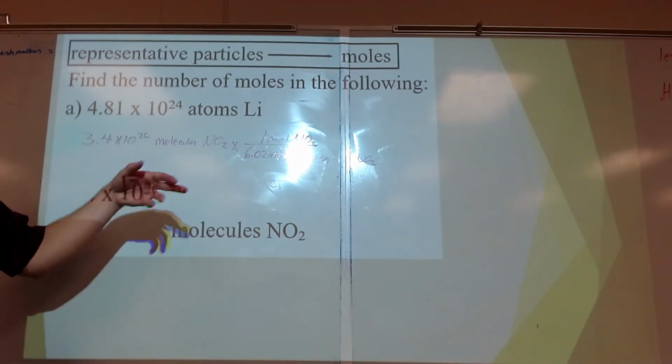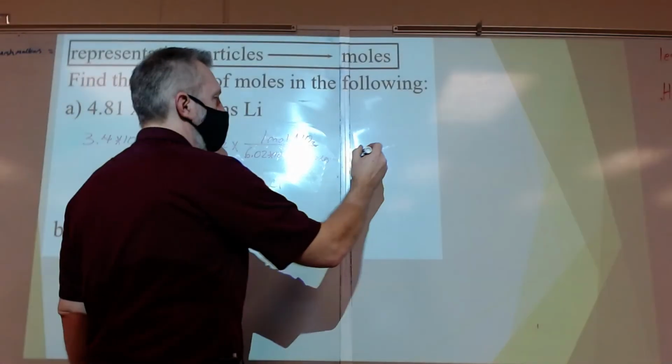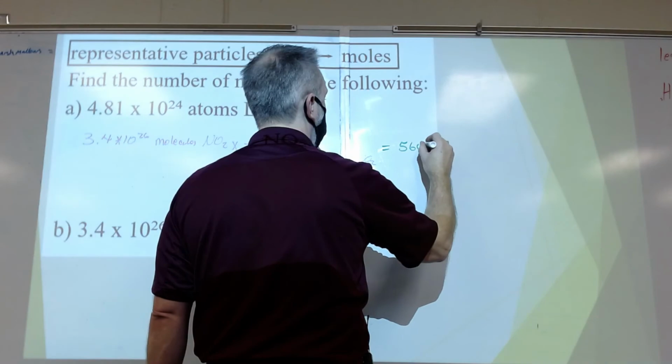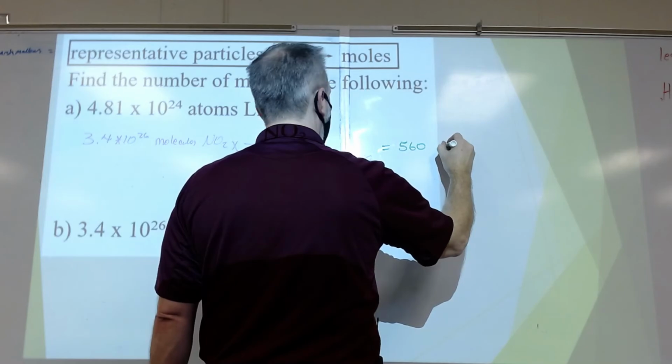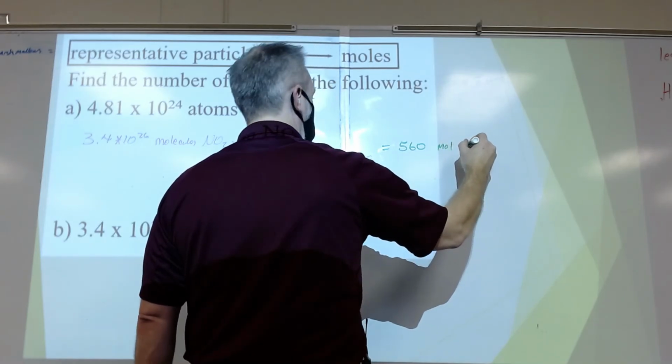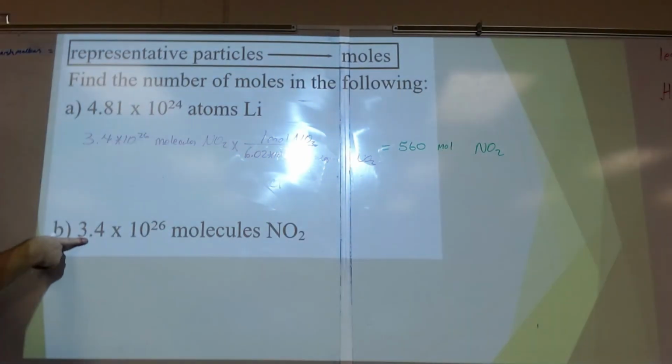If we do this and we punch it in, what do we end up with? 564.8 moles. 560 moles, right? Of NO2. And how many sig figs do we have here? 2, so my answer should have 2, and 560 gets me 2 sig figs. Good? All right. So we can go forward and we can go backwards.